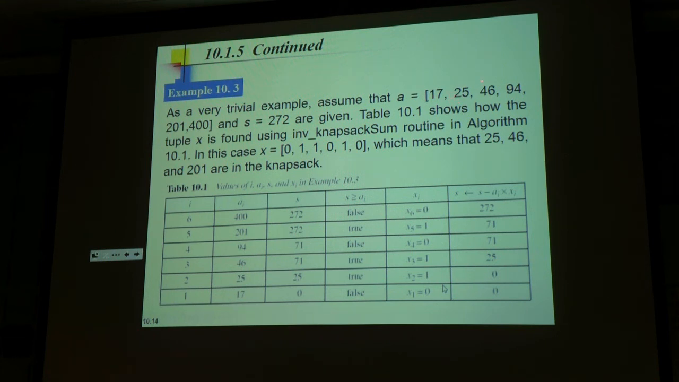32. The next one, 47, is bigger, right? If you add these together, 94 will be more, and so on and so forth. So it applies the condition, and S equals 72. So we know now A, and we know S. We need to calculate X. What is X? Zeros or ones, right?